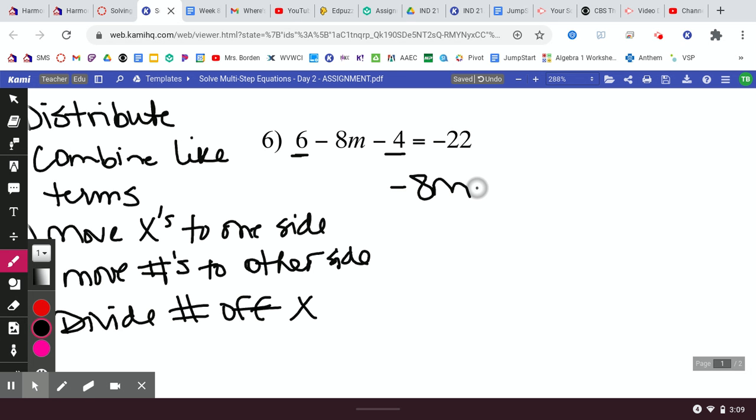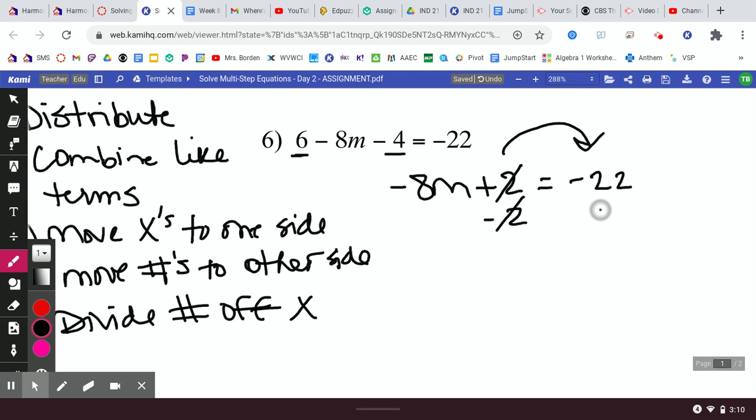6 minus 4 is +2 equals -22. Now I'm ready to start moving. I don't need to move any m's around because there's only one m and it's already there. So now I'm just going to move the number. This 2 I want to get over on this side. So I'm going to go -2 to get it off of this side.